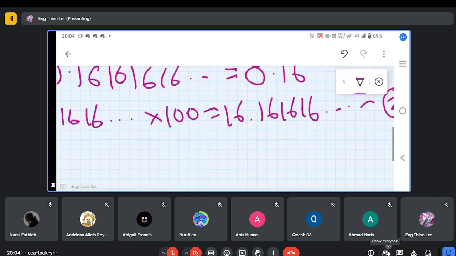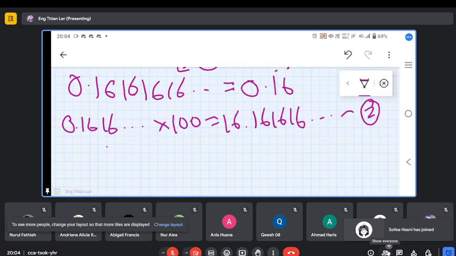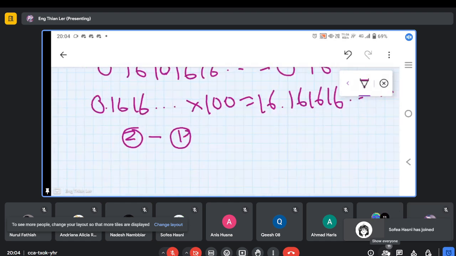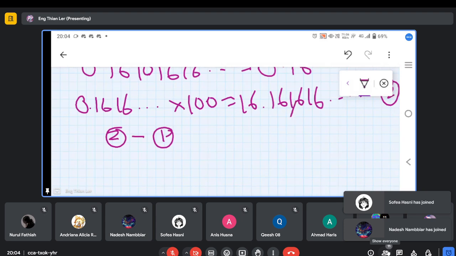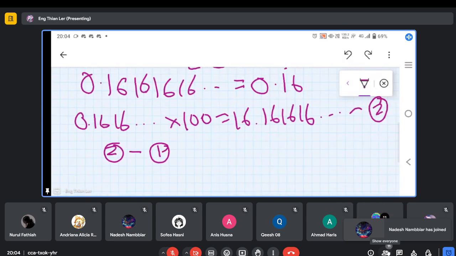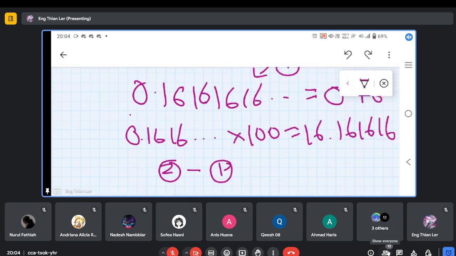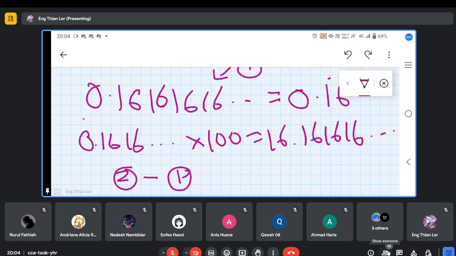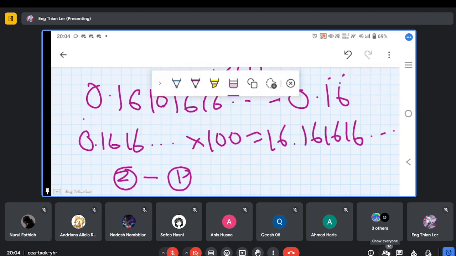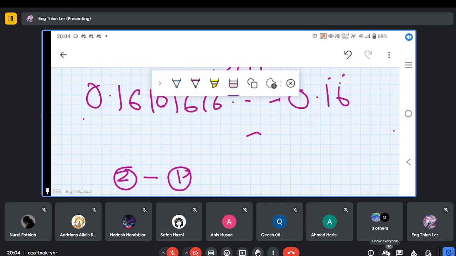So now we have this. We just need to do equation 2 minus equation 1. And we can see that the 1616 cancel out each other. Wait, I forgot to equate it to some variable. Sorry, let's try that again.